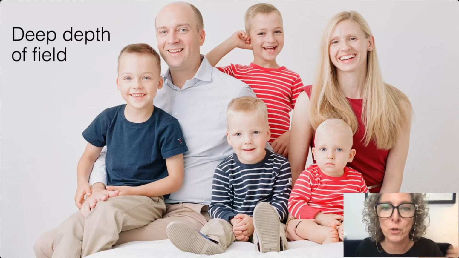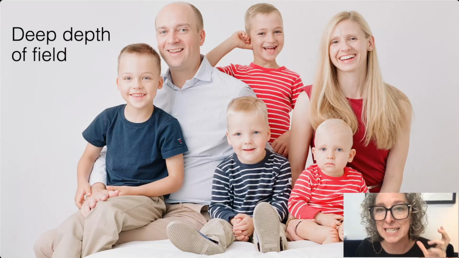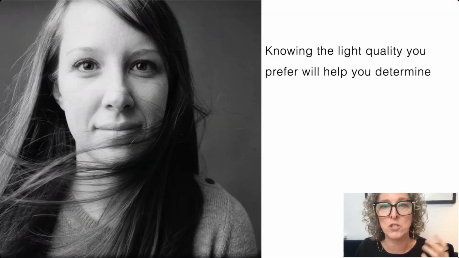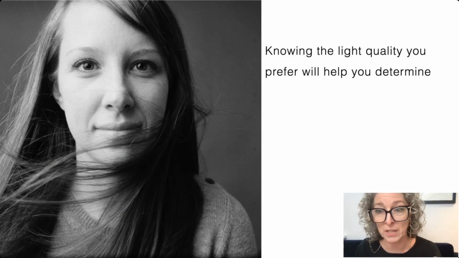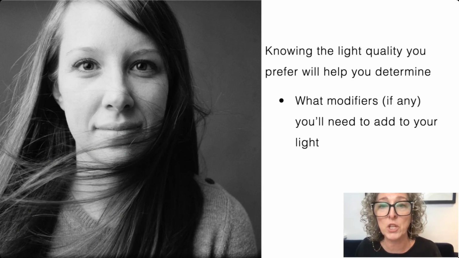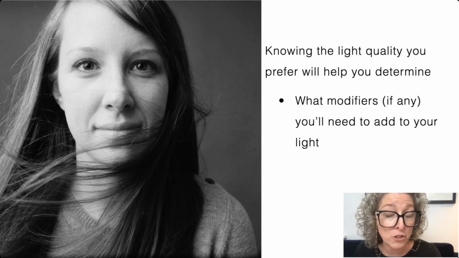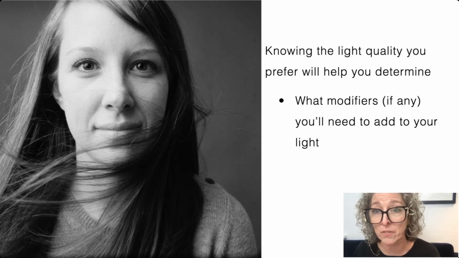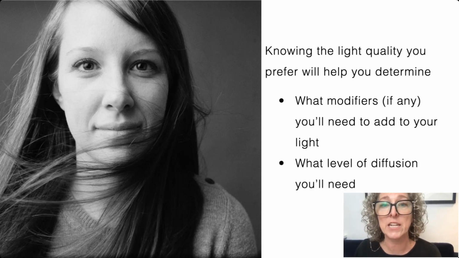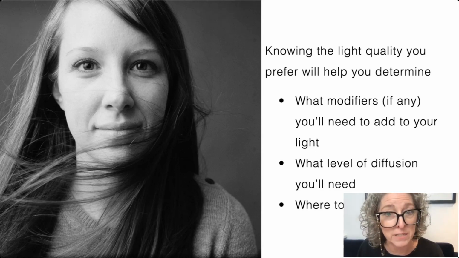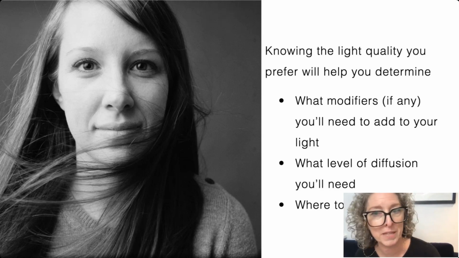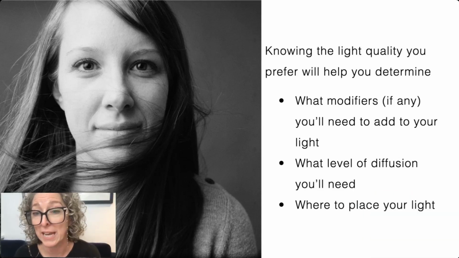But again, you have to know your preferences, and knowing your preferences is key when working with strobes and flash. For example, knowing the light quality you're going to prefer is going to help you determine, first of all, what modifiers you're going to want to use. Okay. Because we don't want you investing in a bunch of gear that you're never going to use. Nobody wants that. It's also going to help you determine the level of diffusion that you're going to put on your modifier, as well as where to place your light. And I know that a lot of people have questions like, where do I place my light? Well, knowing what your preferred light quality is helps you answer that question. I'm going to show you how in just a minute.